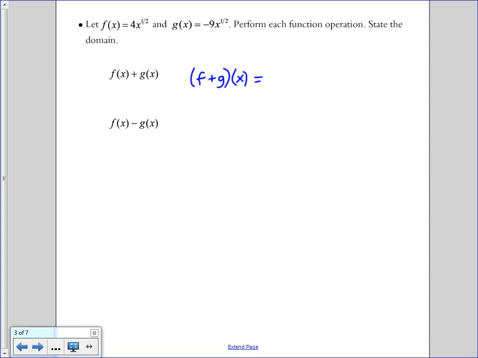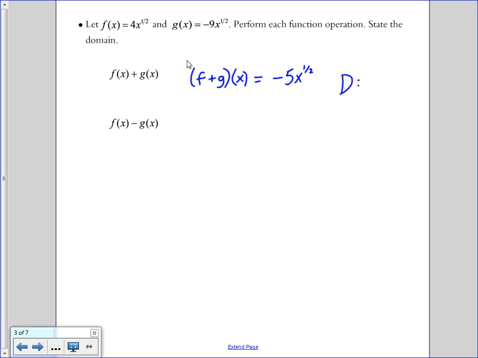These are both x to the 1/2 power, which means they're like terms and we can combine them. 4 plus -9 is -5, x to the 1/2. I do not need to write this as a square root, because if the original question is in rational exponent notation, I can leave it in rational exponent notation. But it does say that I should state the domain. I can't simplify it any more than this.